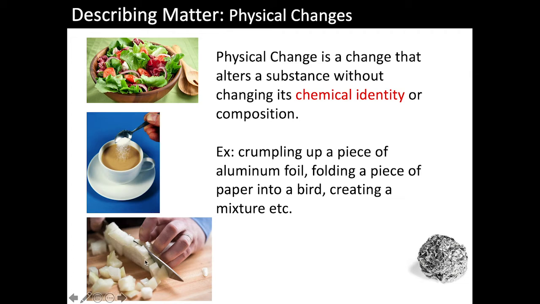So onion again. If I have a whole onion and I decide to chop it up into different pieces, I haven't changed the chemical identity or structure of the onion. It is still the same. I've just changed its physical presentation. So it's just a physical change.